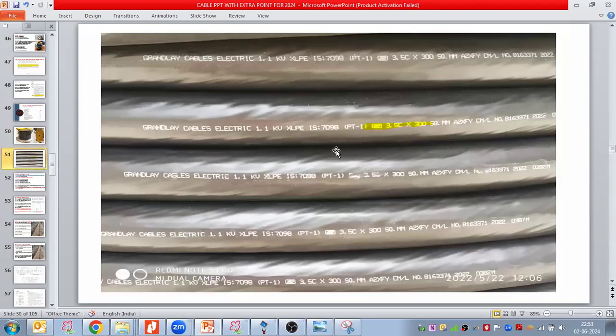I've taken a very close look here. If you see here, Grand Lake Cables Electric is the manufacturer of the cables. 1.1 kV, it is an LT cable, XLPE insulation. This cable is manufactured as per IS 7098 Part 1, 3.5 core, 10 square mm. A2XFY: A means aluminium, 2X means XLPE, F means flat armored, and Y means the outer PVC insulation. And then here they have some manufacturing number.